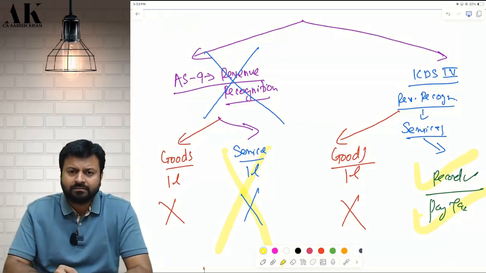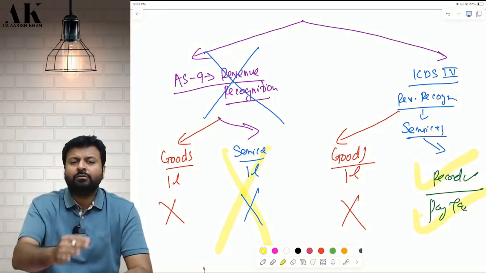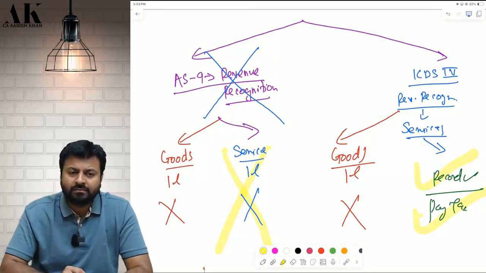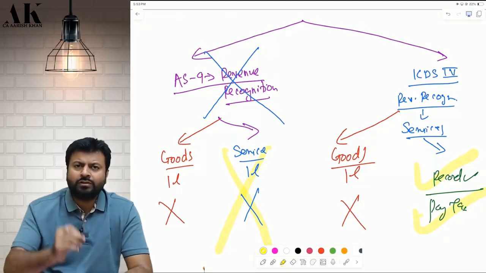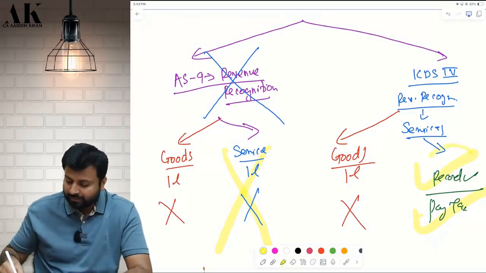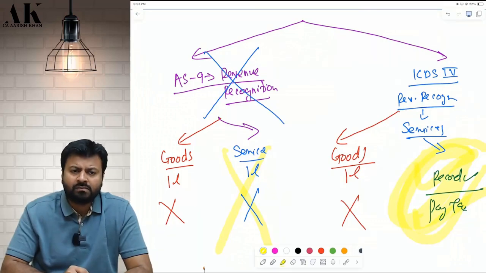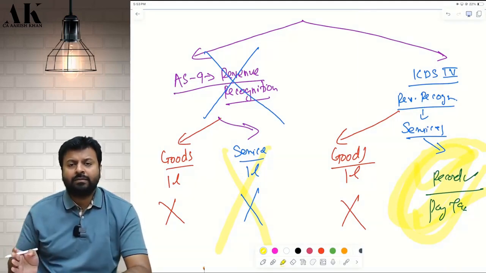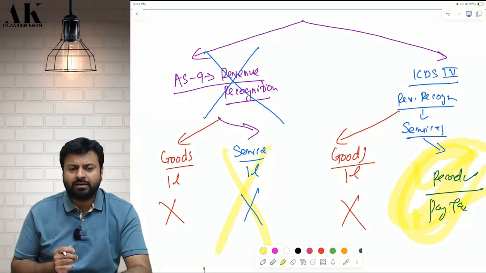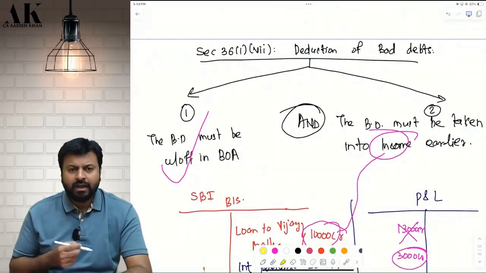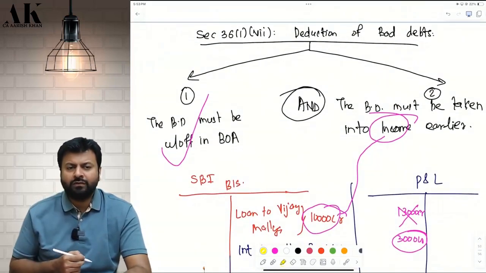Correct? Suppose after a few months, you actually come to know that this money is bad. The debtor has died. Okay. You actually come to know that this money is bad, on which you have already paid tax. Yes? Do you wish to claim bad debts or not? Yes, sir. Yes, why not? And if you wish to claim bad debts, which is the section that will help you to claim bad debts? 36(1)(vii), correct? Yes, sir.